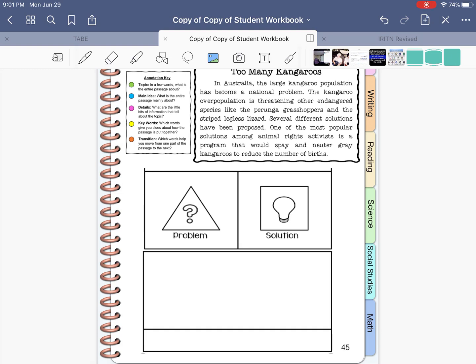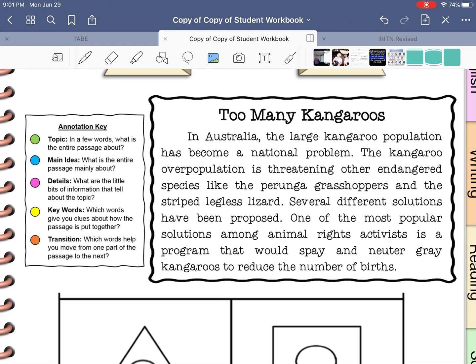So in this one, we are looking at a skill about problem solution. And a lot of times in passages, especially science, sometimes in social studies, you will see a passage that is written to describe a problem and what has been done or proposed to do to solve it. So this one is looking at that type of passage. And before I get to the foldable part, let's take a look at the paragraph.